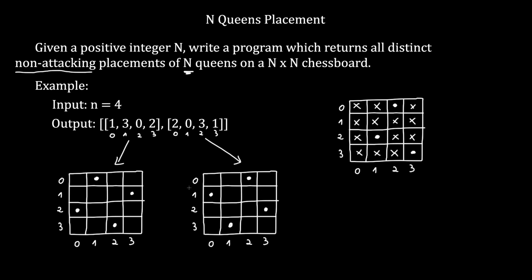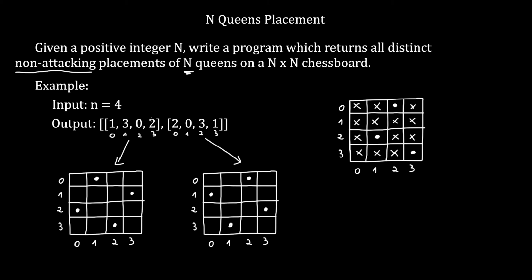And you can see no queen attacks the other one. So again, the question is, why do I have to return arrays, and why do I return them this way? Well, this is based on a very simple observation, and that observation is the following one.